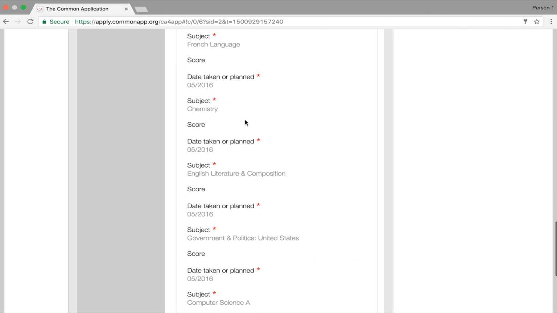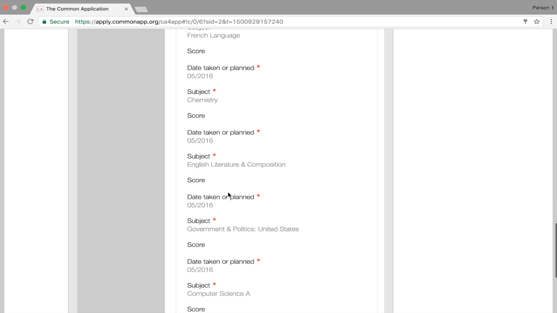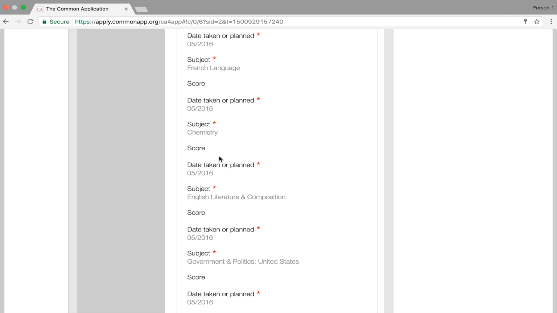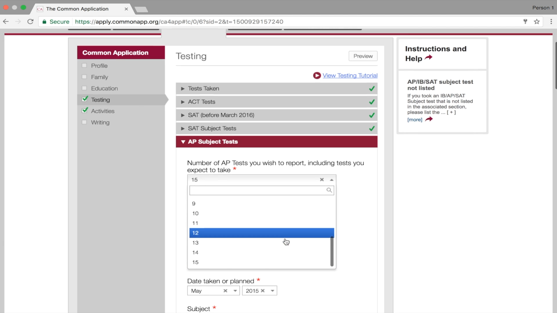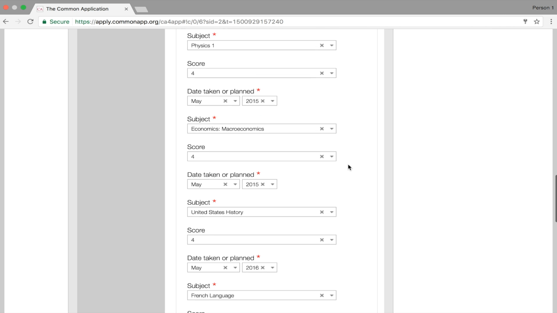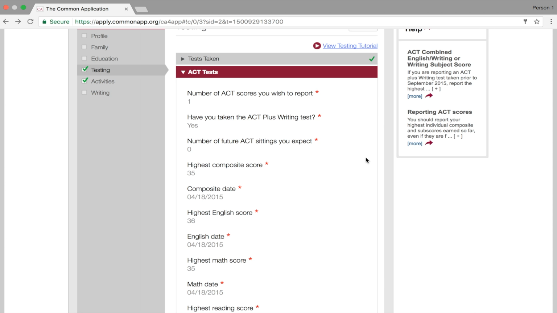So I definitely took that as an opportunity to list Chem, French, Lit, Gov, and Comp Sci. Is that 5? Yeah. Those are the 5 APs I was taking senior year, and I didn't list any scores with them because I didn't take them yet. But it was just like, I am not hiding anything by not reporting my bad scores. I just actually maxed out with 15.